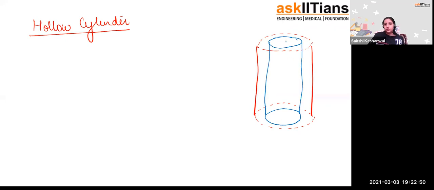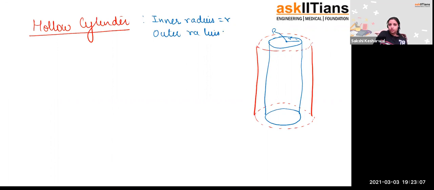Just see this. This is going to be your inner radius, and this is going to be your outer radius. So I'll write it: the inner radius is equal to small r, and the outer radius is equal to capital R.